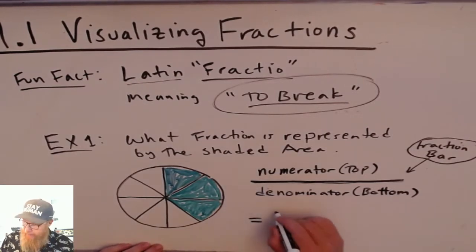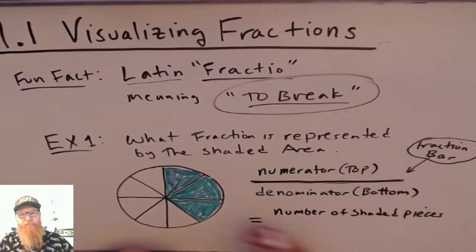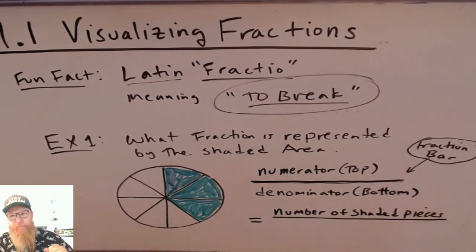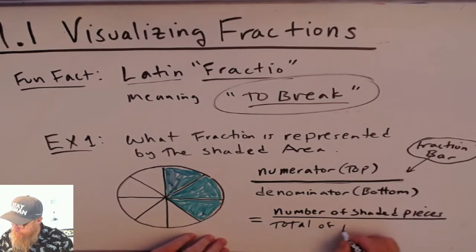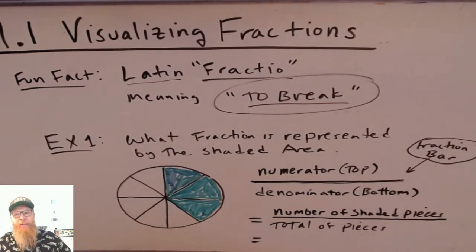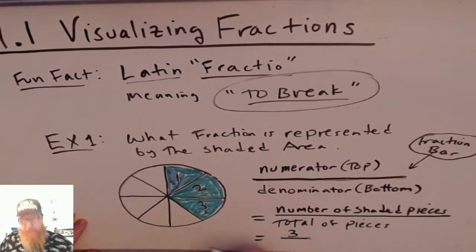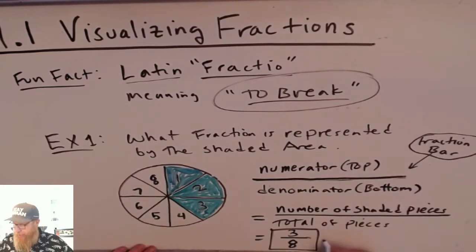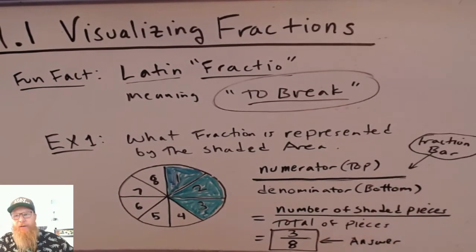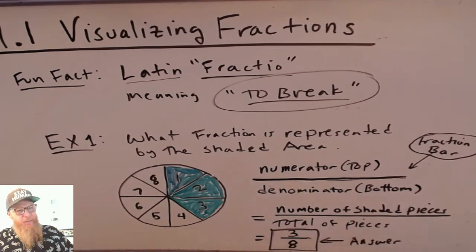So the numerator is the number of shaded pieces. I want to think of this as a pizza. It doesn't have to be a pizza, but it is Italian. The denominator is the total number of pieces. So we have 3 shaded pieces, and we have a total number of pieces of 8. So the fraction is 3/8. Some people will say 3 eighths, that's okay, it's acceptable, but it's a fraction, it's 3/8.